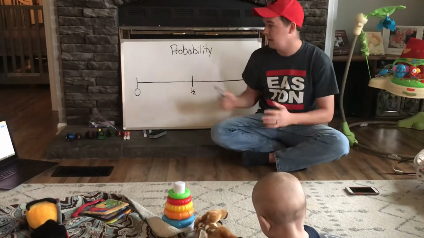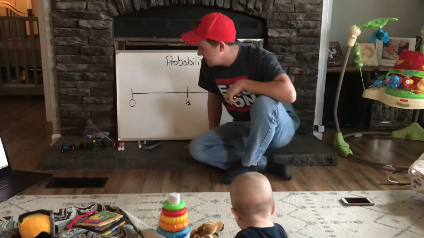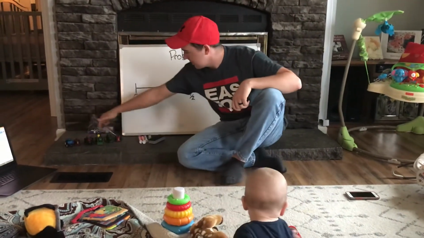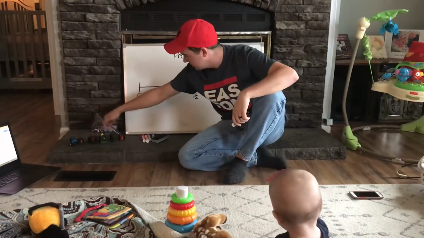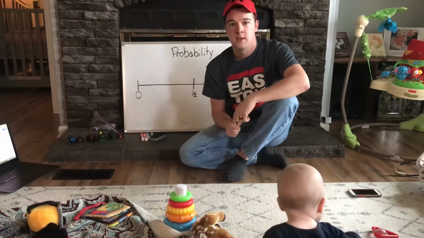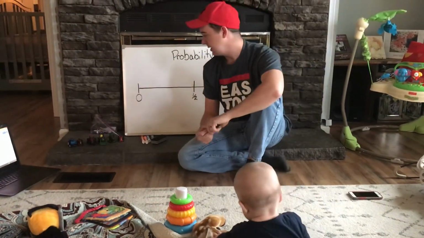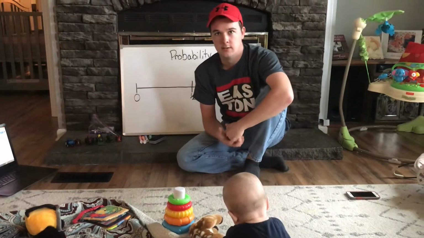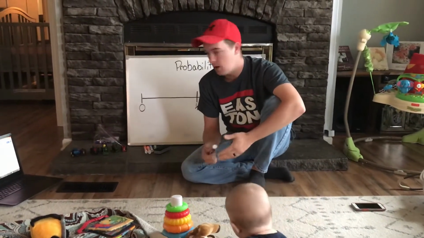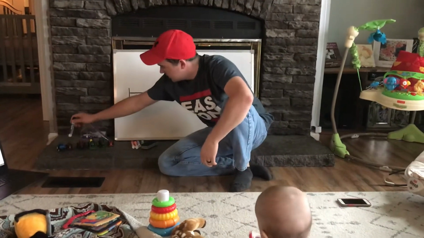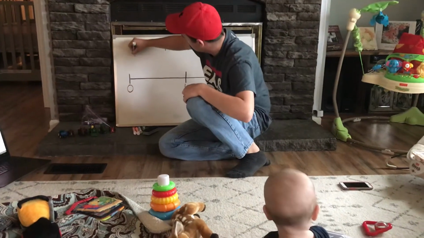Okay? So probability. Before we get to this number line here, we're going to talk about probability. So if you see right here, I have some little toy tractors. I have blue, red, green, and orange. So if I was to say what is the probability that I would get a green tractor out of here, first, I have to know how many tractors there are in all. So I have 1, 2, 3, 4, 5, 6. So you have 6 in all.